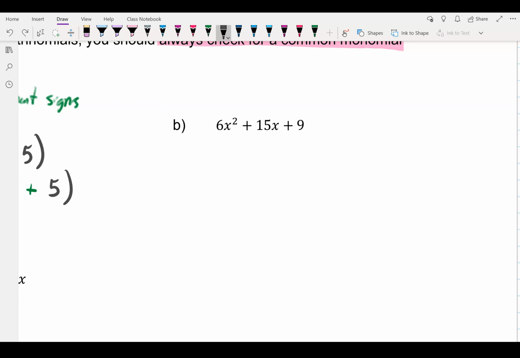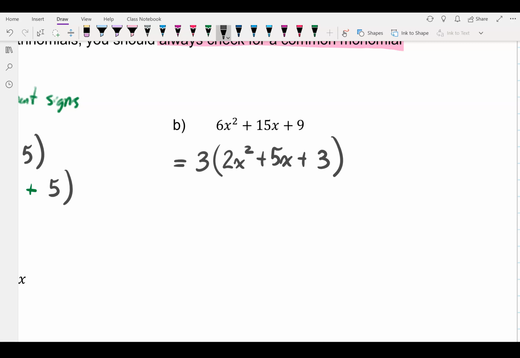We have to start by seeing if there's a common factor first. And in this case, it might look like there's not, but there actually is. There's a 3 in common. So if we pull a 3 outside, 6 divided by 3 is 2, 15 divided by 3 is 5, 9 divided by 3 is 3.